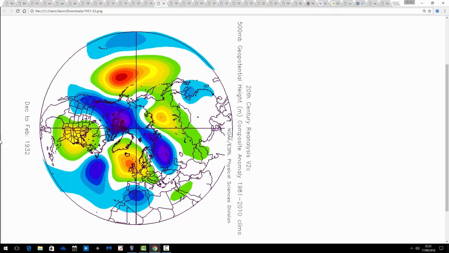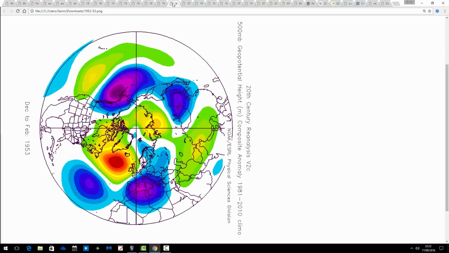Our next one is 1932. This one looks very dry, a big ridge sitting right over the top of the country, low pressure well out in the Atlantic and to the north and the east, with the jet stream going rather like that. That would have been a very dry winter in 1932.